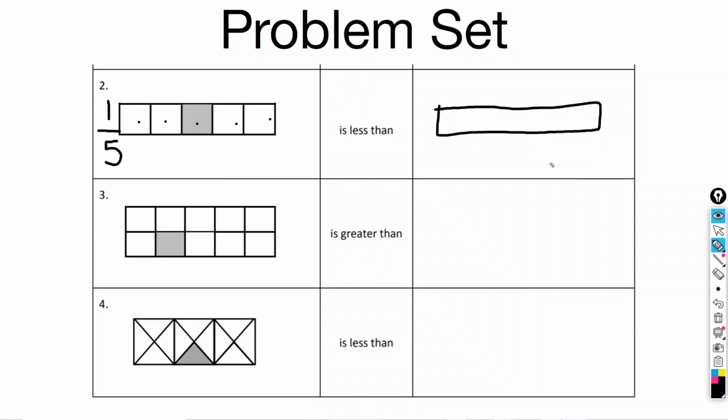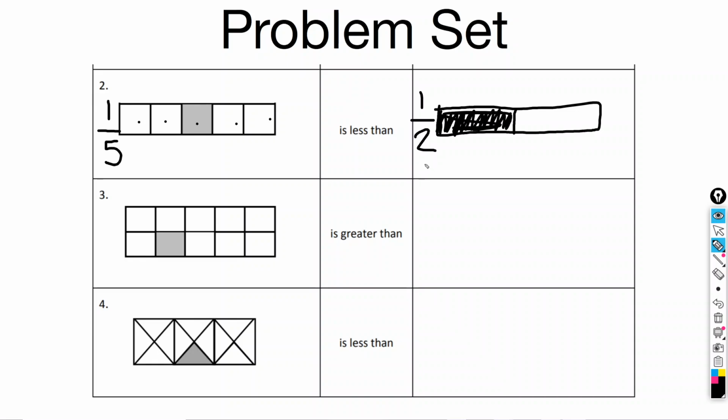Well, I know if I break this in half and shade one fractional unit, I've shaded 1 out of 2 pieces, and 1/5 is less than 1/2. Now, we could have also done 1/3, we could have also done 1/4. All of those pieces would have been bigger than 1/5. So that's why on the last slide it does say that there is more than one correct answer.